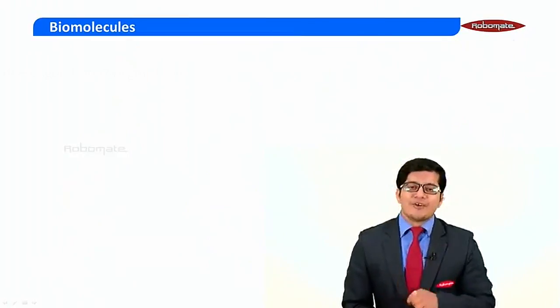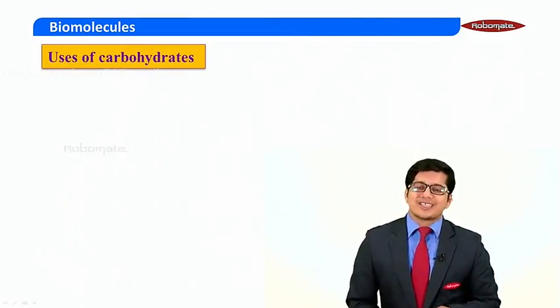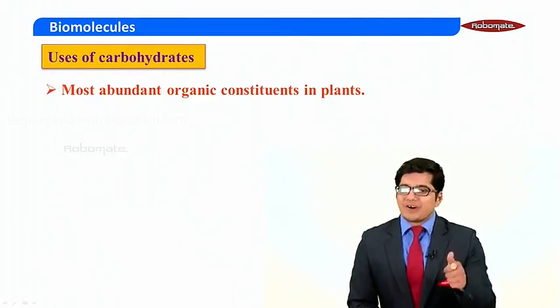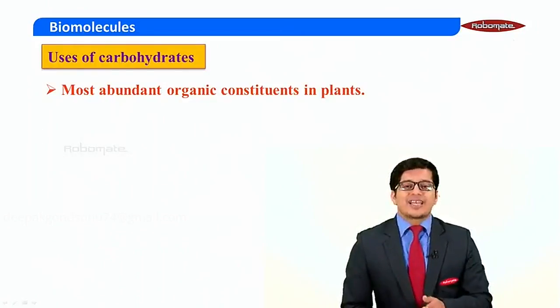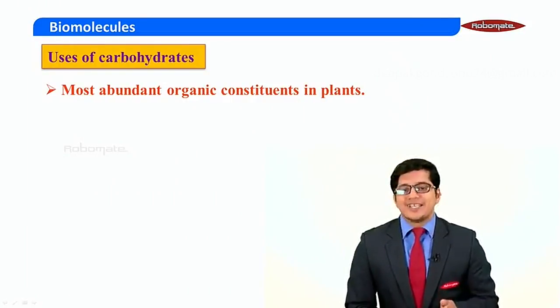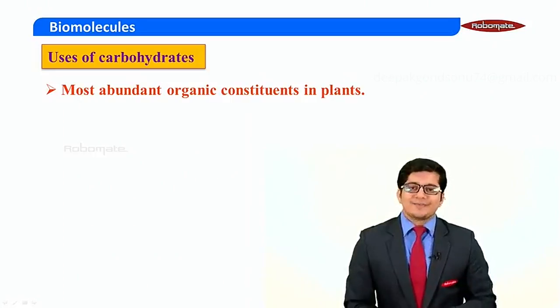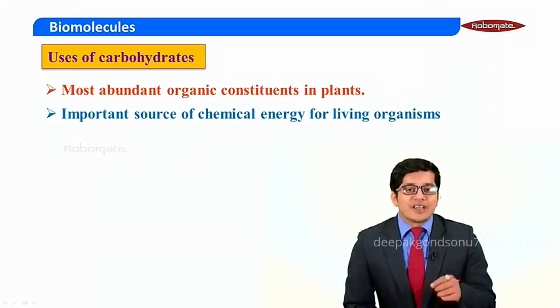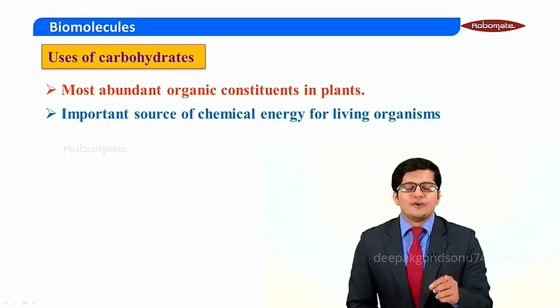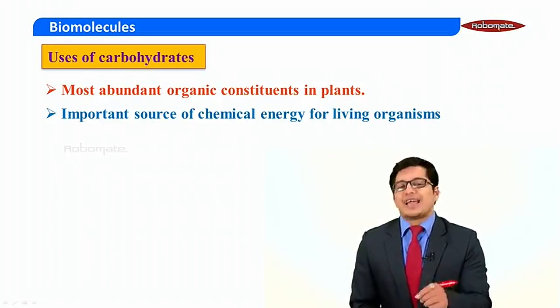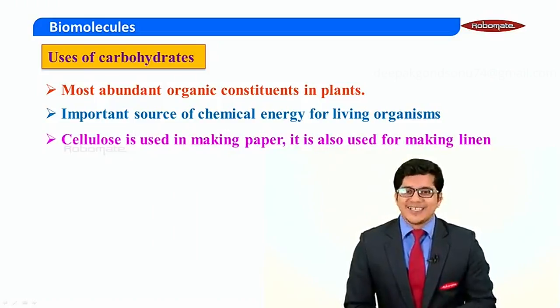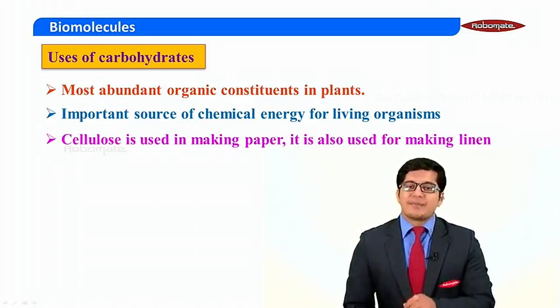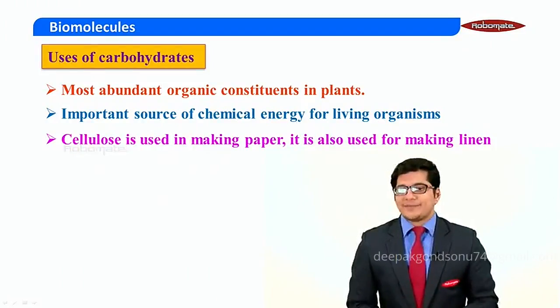Now finally moving towards their uses. Let's start one by one. First of all, they are abundant organic constituents found in plants in the form of cellulose. Next, they are important sources of chemical energy for living systems, that is for human beings or for any living organisms. Next, cellulose is used in making paper. It is also used for making linen.